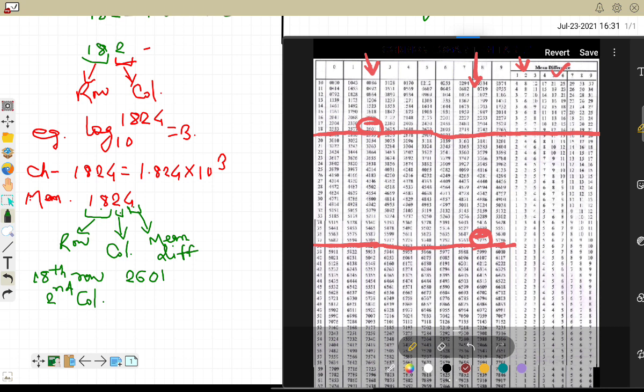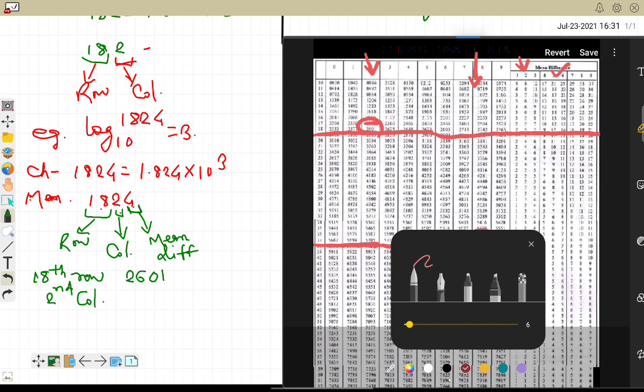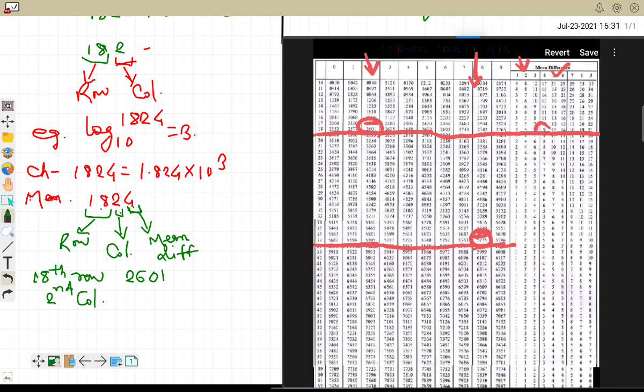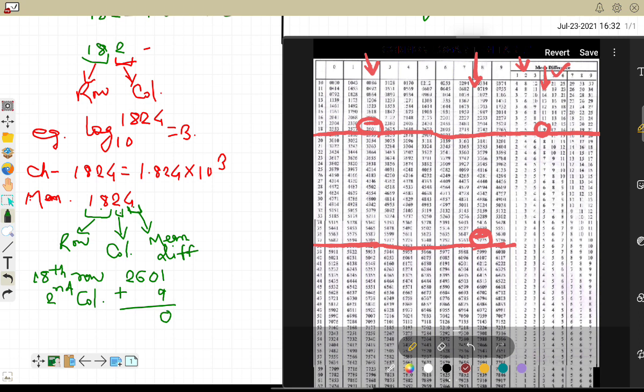Next we need to check the mean difference for the fourth column. So this one is the fourth column, you can check here. In the fourth column we take the value in the 18th row. So what is the value here? This value is 9. First you write 2601, then write 9 here and add these two values. 9 plus 1 is 10, 0, so here 1 and 6 and 2.